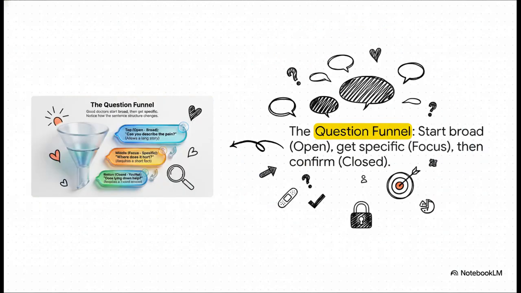Now let's put this into a strategy. Great communication isn't just about asking random questions. It actually follows a pattern. Think of it like a funnel. You start wide at the top with a big, open question like, can you describe the pain for me? Then you start to narrow it down with a more focused question like, where exactly does it hurt? And finally, at the very bottom, you use a closed, yes or no question to confirm the details, like, does lying down make it better?